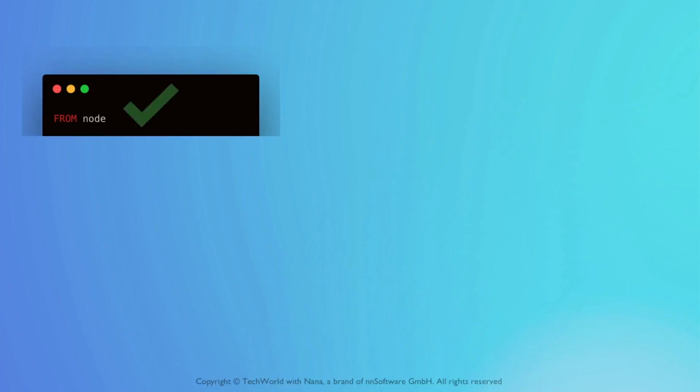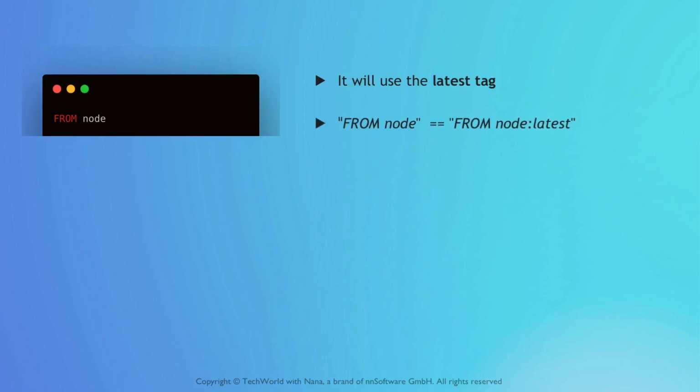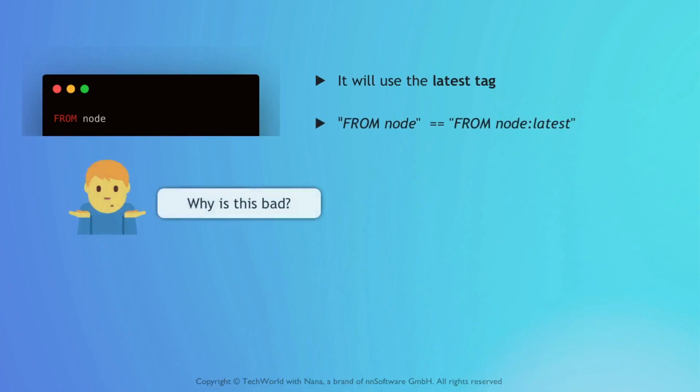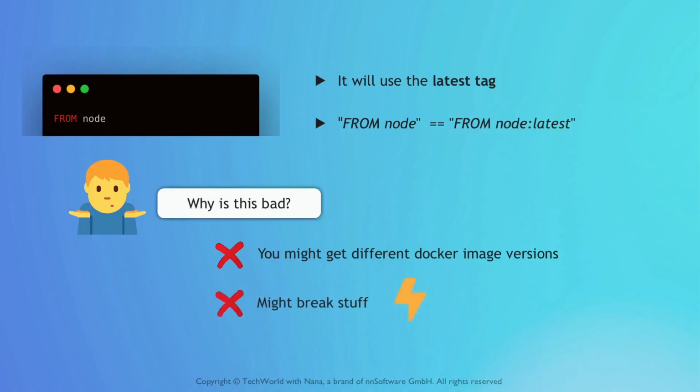Okay, so we have selected the base image, but now when we build our application's image from this Dockerfile, it will always use the latest tag of the Node image. Now, why is this a problem? Because this means you might get a different image version as in the previous build, and the new image version may break stuff or cause an unexpected behavior. So the latest tag is basically unpredictable. You don't know exactly which image you are getting.